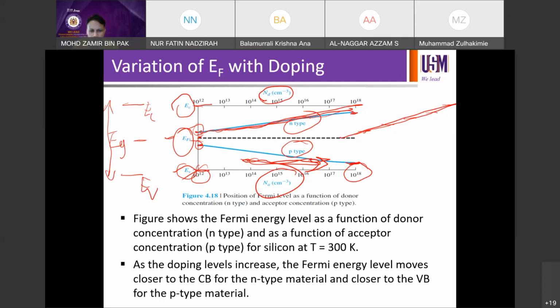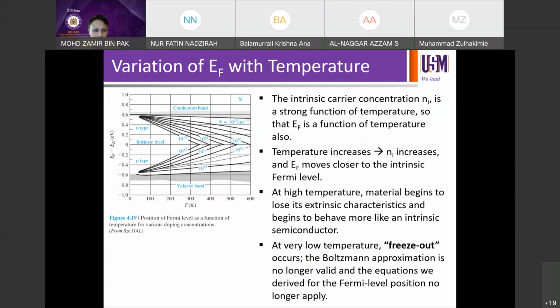The figure shows your Fermi level as a function of donor concentration for n-type and acceptor concentration for p-type at 300 Kelvin, so assuming there's no change in temperature. As the doping level increases, the Fermi level moves towards the CB for n-type and towards the VB for p-type. Clear? So let's have a look at the temperature variation now.